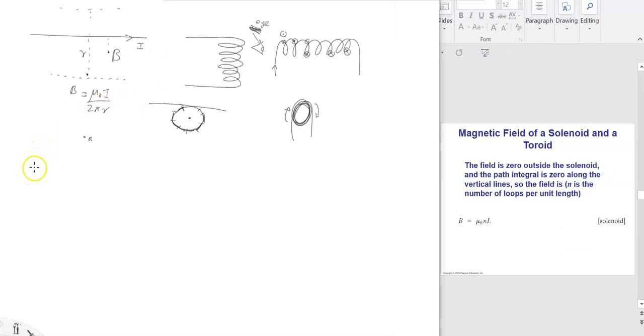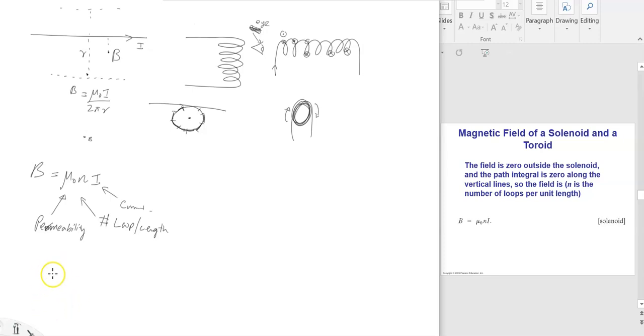It's given by B equals mu naught n I. This mu naught is the permeability. We already know that. n is the number of loops per unit length. And I is the current, right? The higher the permeability of the material, meaning the medium, the higher the field.